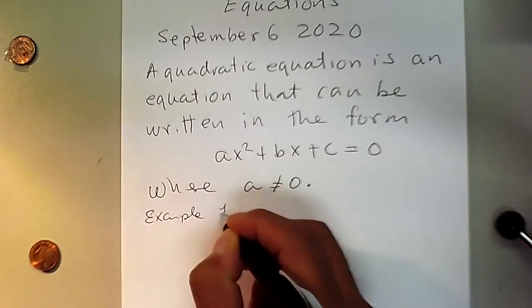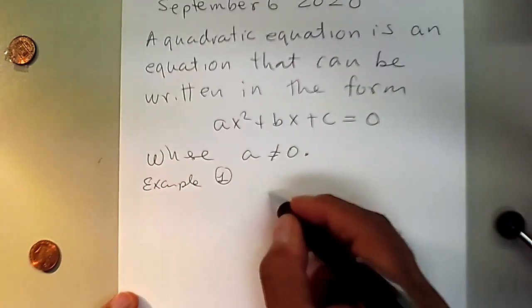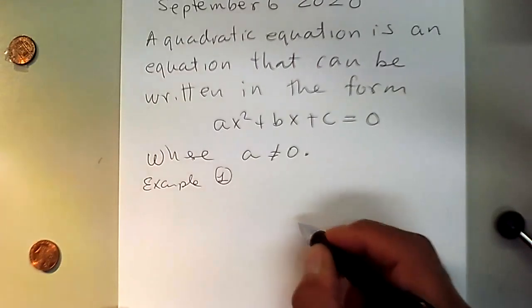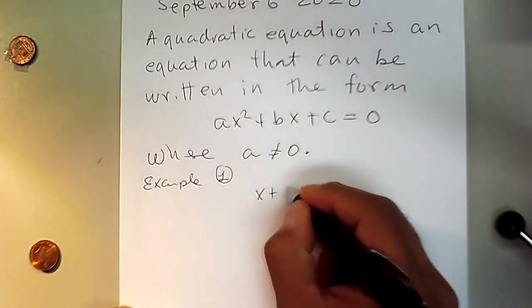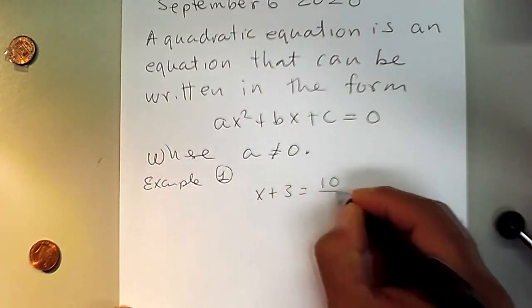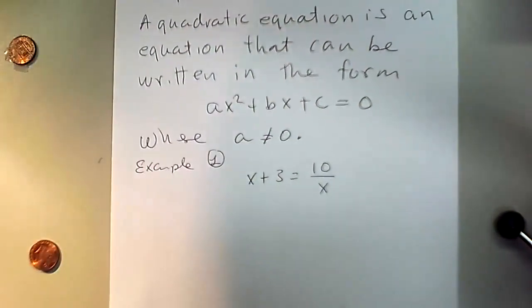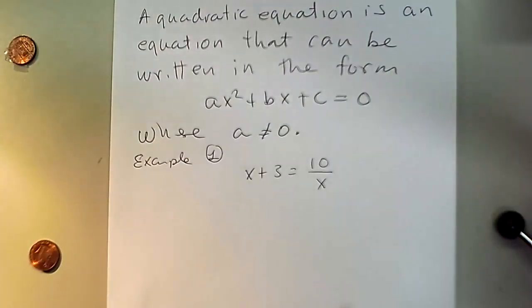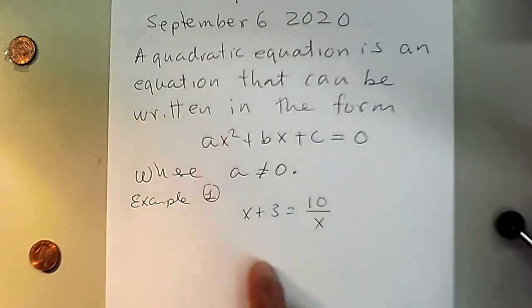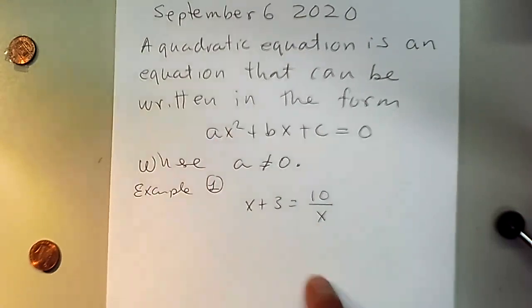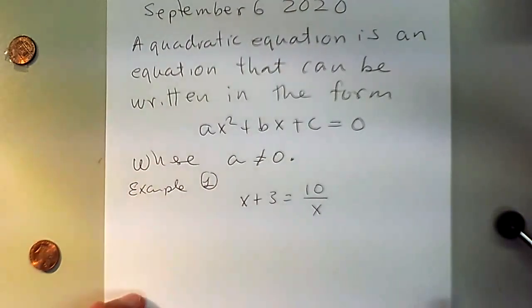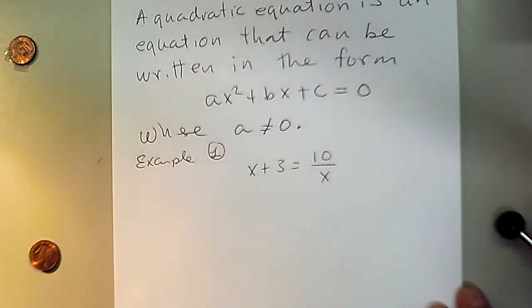Let's label this as example 1. Say you have x plus 3 equals 10 over x. That at first sight may not seem like a quadratic equation. In fact, it doesn't seem at all like a quadratic equation. It doesn't have an x squared. It only has x's. But let's work with this equation.